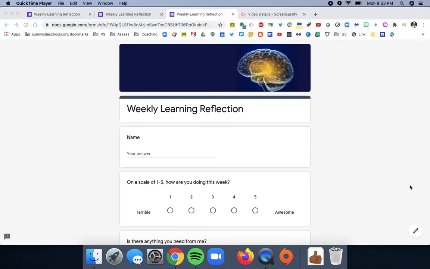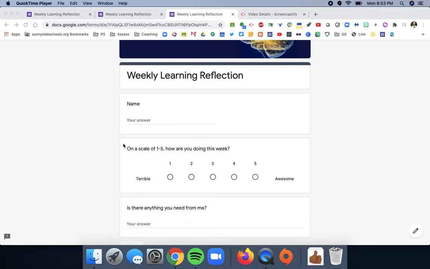A helpful way to assess the student learning process is through a weekly reflection form. Now this can be done daily, especially if you're at the elementary level, but at the secondary level, weekly allows you to check in with students to see how they're doing with their learning. So here's what this might look like.